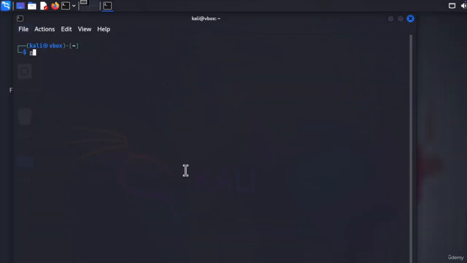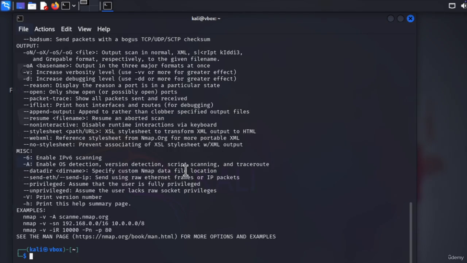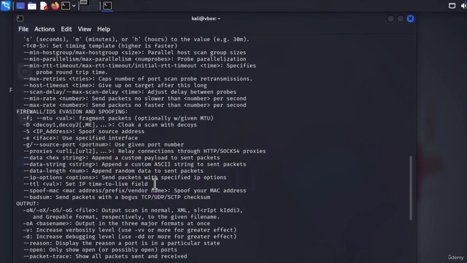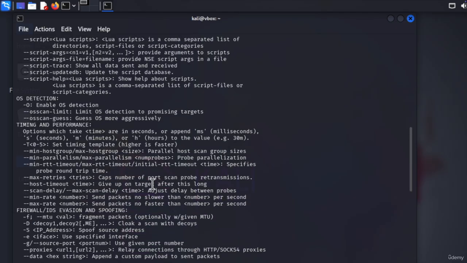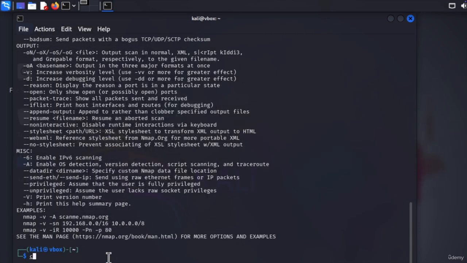If you need help about any of the Nmap commands, you can do nmap --help, and it's going to show you all the different commands that are available and the different flags. For example, for OS detection, it's -O. Let me clear the screen.